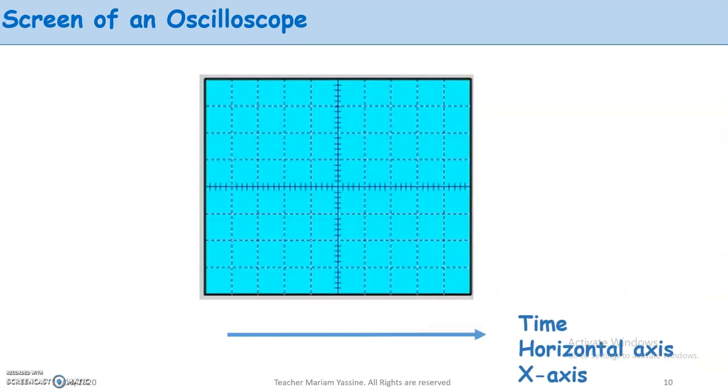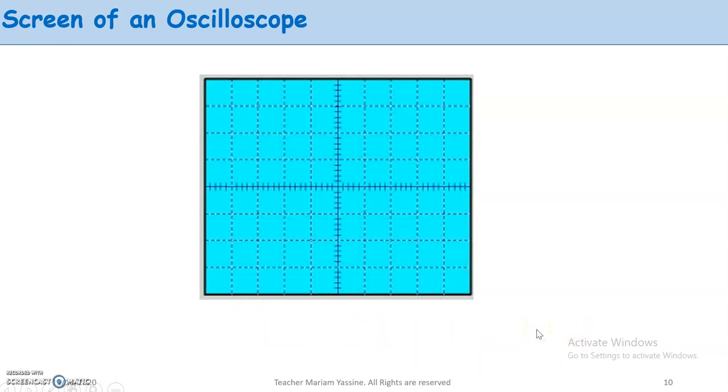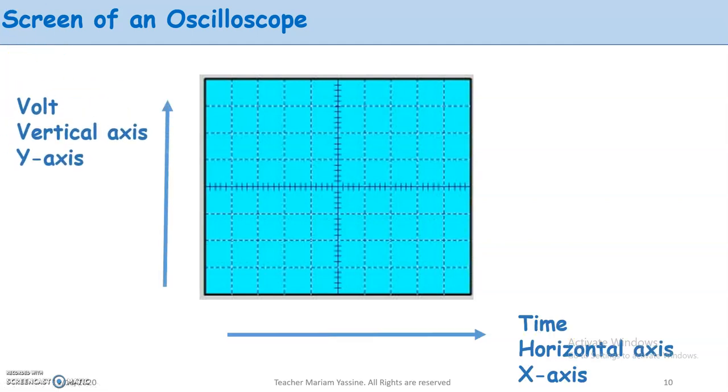On the screen, like any other graph paper, we have an x-axis and a y-axis. The x-axis, the horizontal axis, represents the time. And the y-axis, or vertical axis, represents the volt. So this screen will represent the variation of the voltage with respect to time.